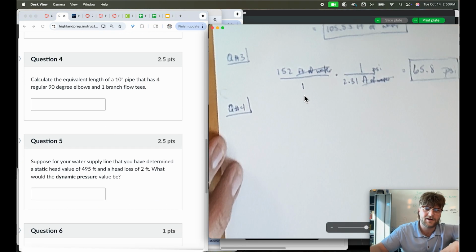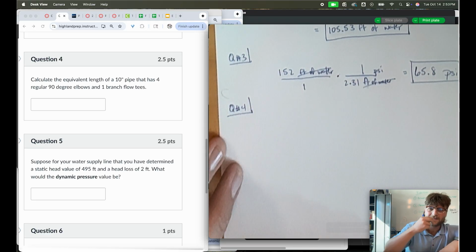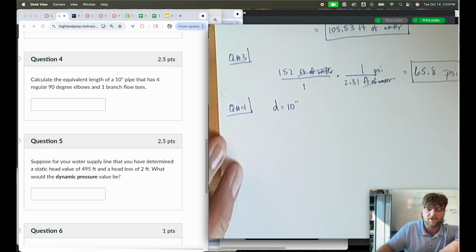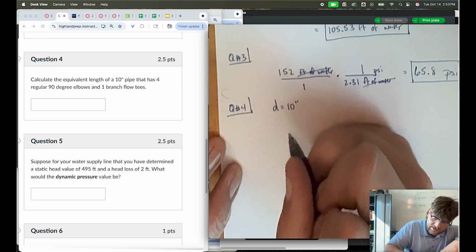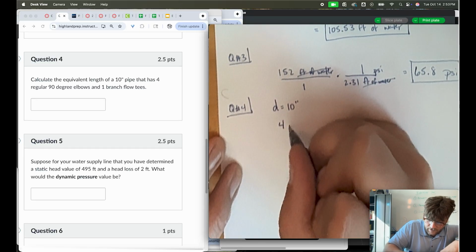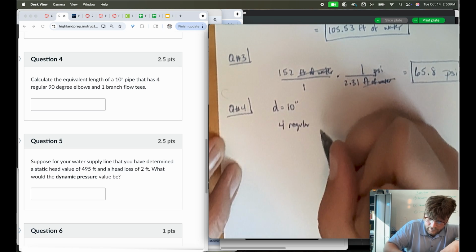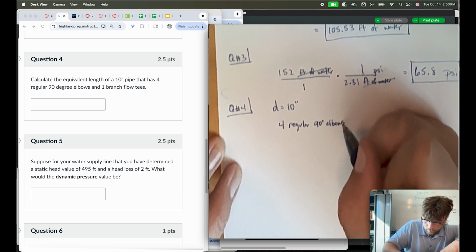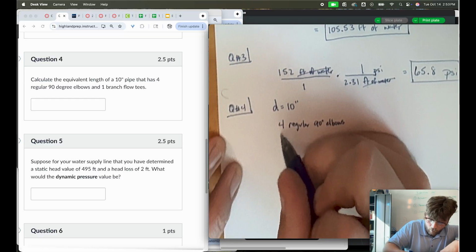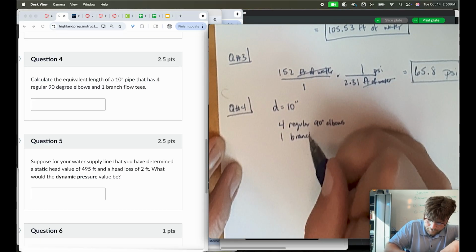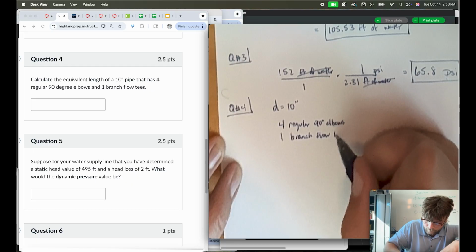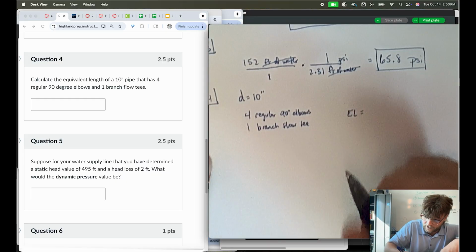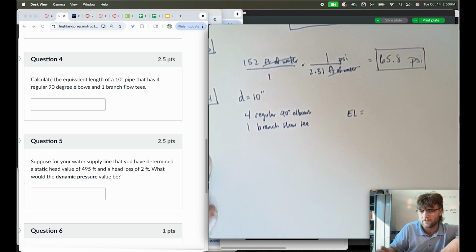Question number 4 is asking us, what is the equivalent length of a 10-inch diameter pipe that has 4 regular 90-degree elbows, and then we also have 1 branch flow T. They're asking what the equivalent length is equal to, so that's what we're going to be solving for, which is just EL.